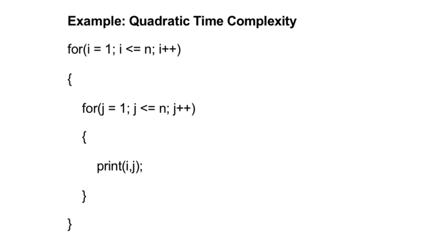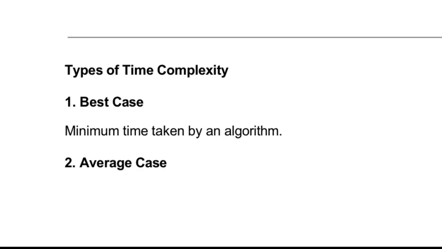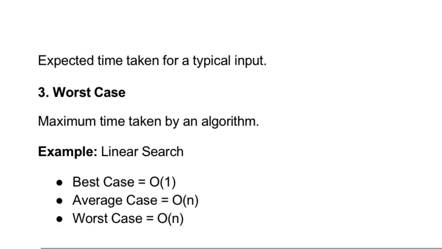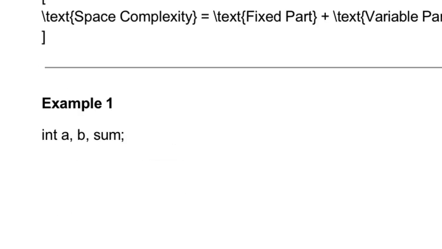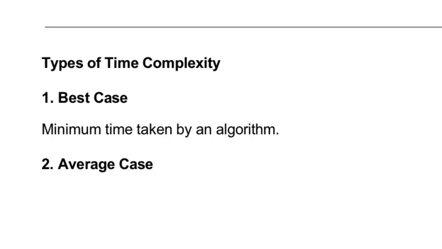Then we move to the common time complexities, which we already discussed in previous sections. There are three types of time complexities: best case, average case, and worst case. Best case means the minimum time taken by an algorithm.